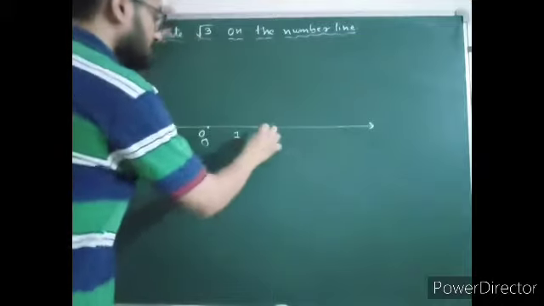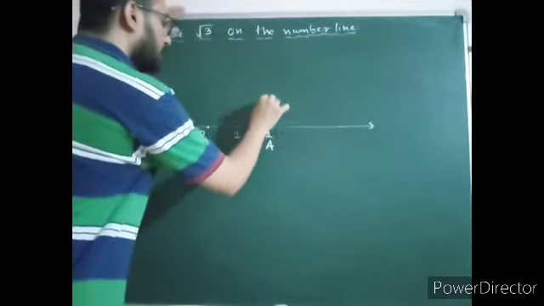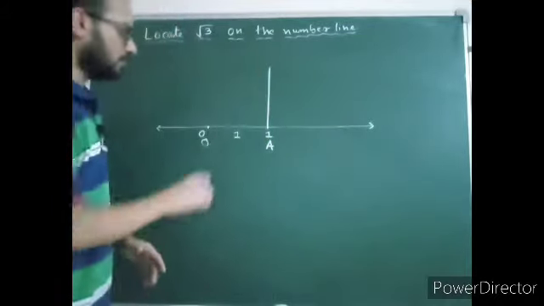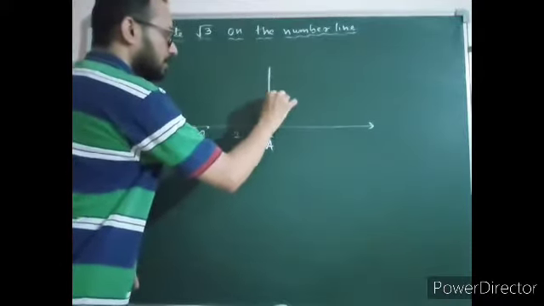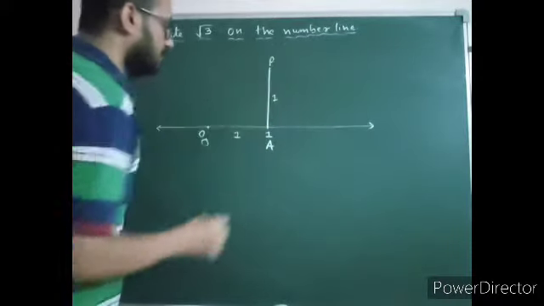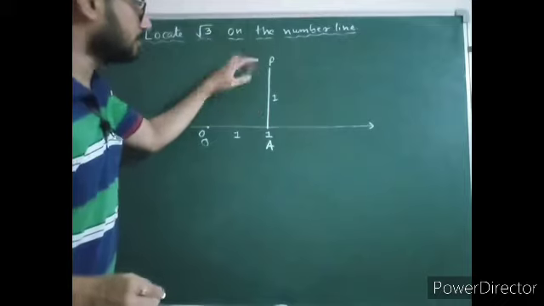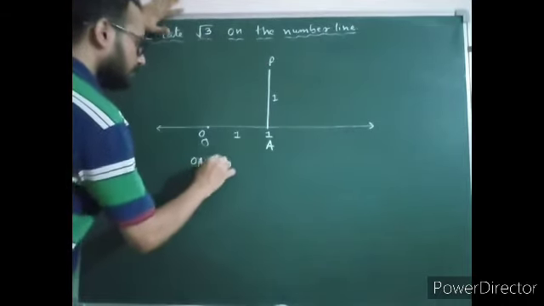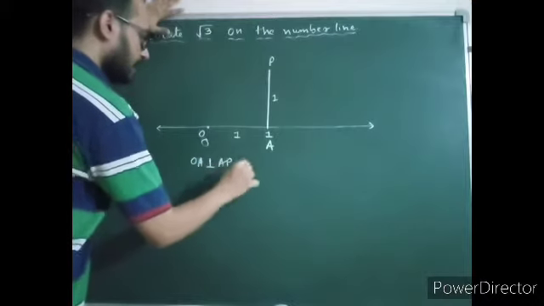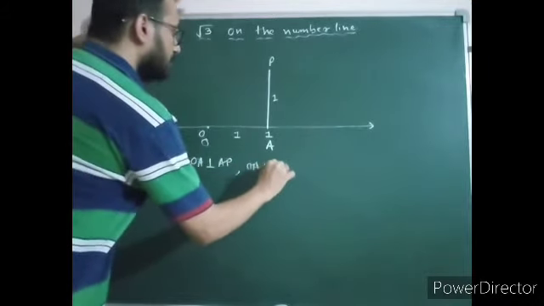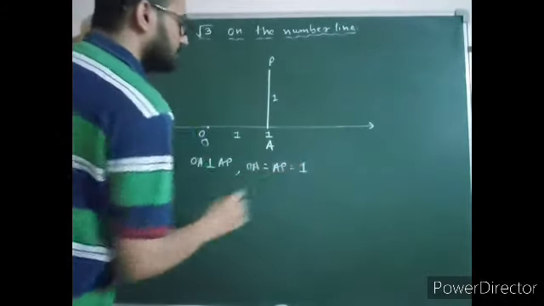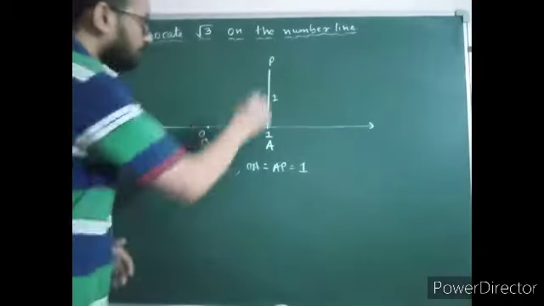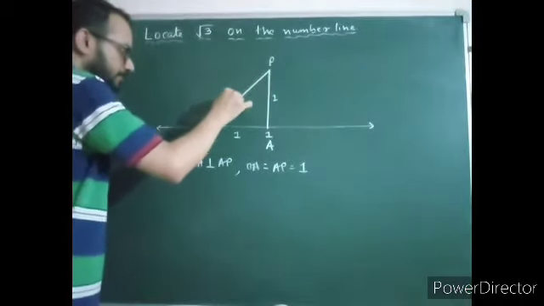Now again the same thing. We will draw a perpendicular line with the same length, 1 unit. This line is AP. Here OA equals AP equals 1 unit. So we can write OA perpendicular to AP and OA equals AP equals 1 unit. We can draw OP here.